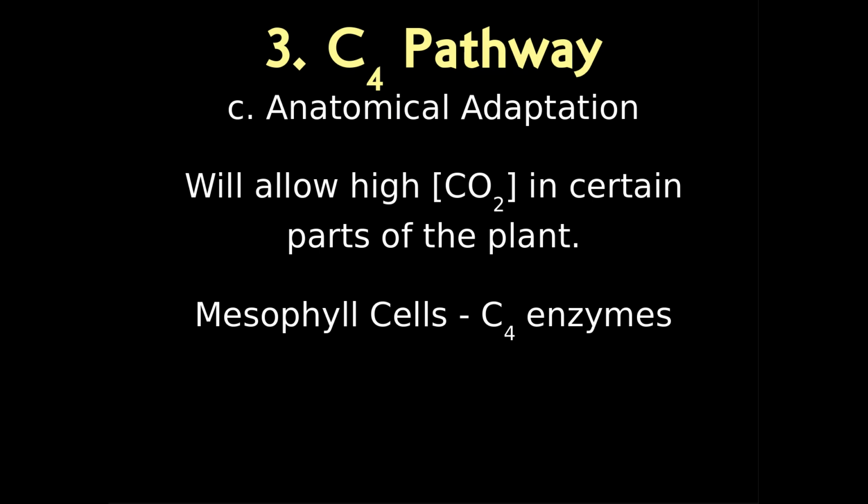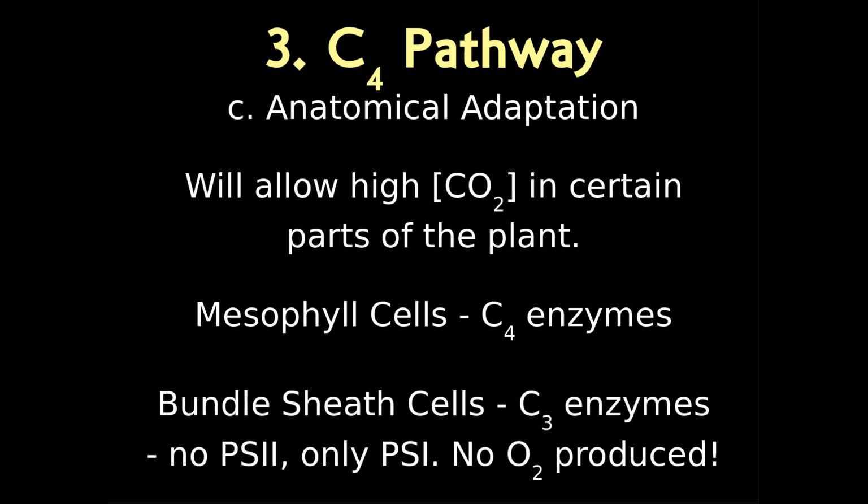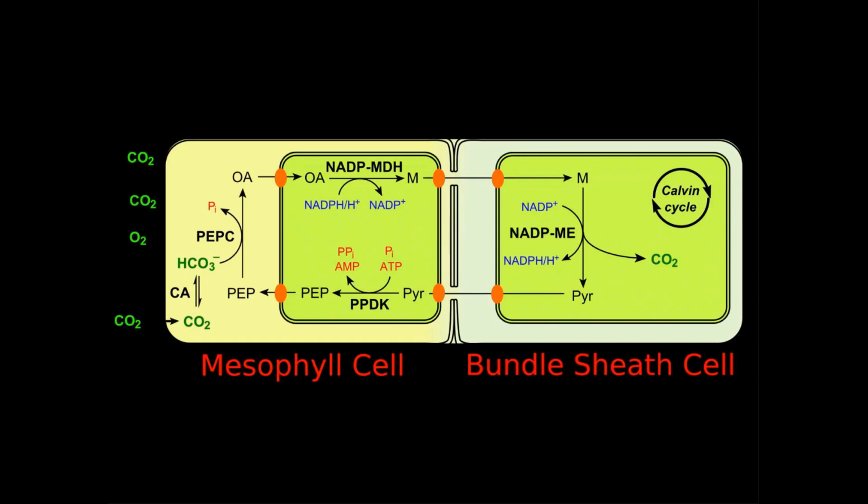But essentially what we can do is in the mesophyll cells, where we're going to have more contact with the atmosphere, we're having our C4 enzymes. And CO2 can be low. However, in the bundle sheath cells, we'll have our C3 enzymes. And in this case, we can keep CO2 high. One of the ways that we keep CO2 high in those areas is that we have no photosystem 2, only photosystem 1. So no oxygen is produced in the bundle sheath cells. We're keeping oxygen low in those places, CO2 high. So this is essentially how this works.